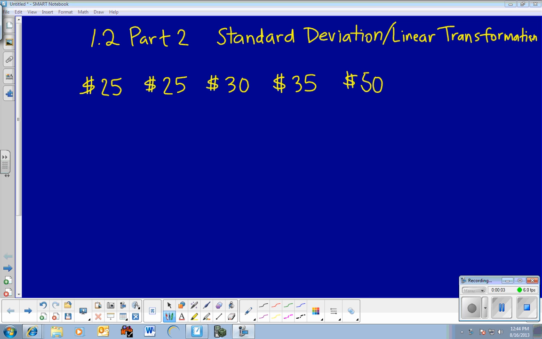Today we're going to keep going with section 1-2. We're going to talk about more things you can do with a set of numbers. Specifically, we're going to talk about standard deviation and linear transformations. So let's just start with the list of numbers.